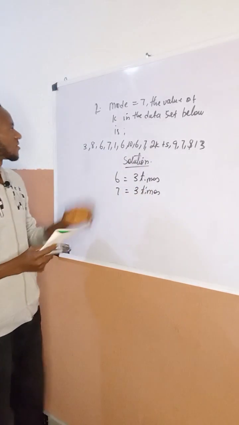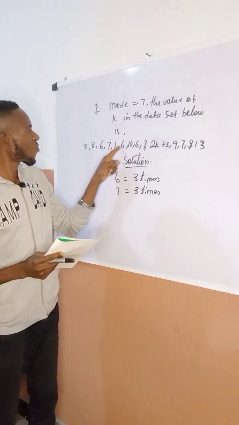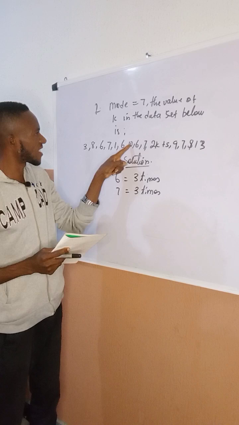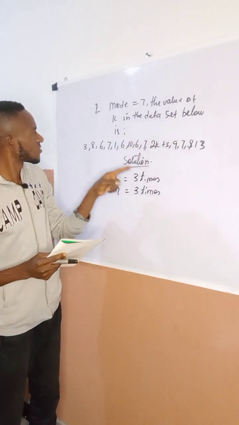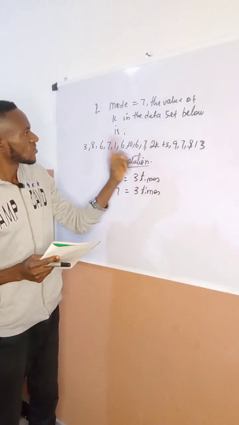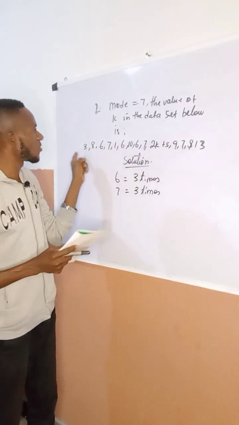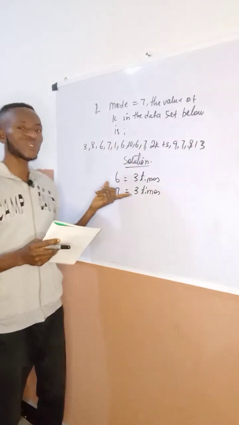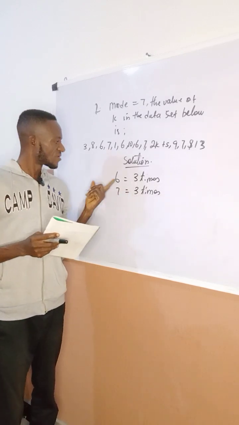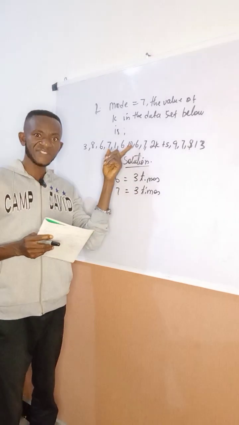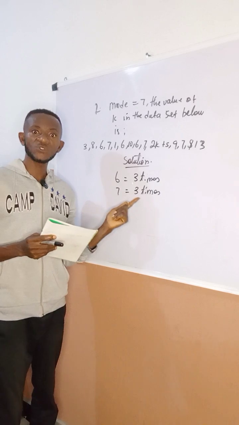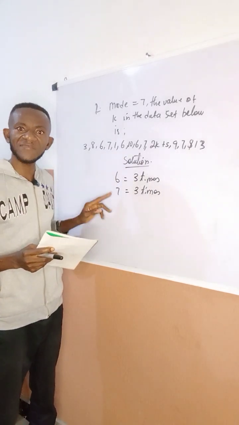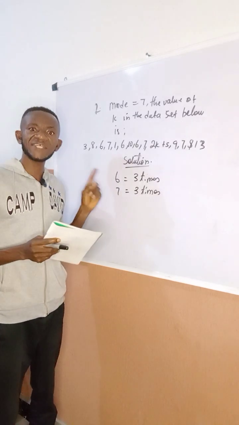Then we move ahead, come over to 1. 1 occurred only once. We are done with 6. We come over to 10. 10 occurred only once. We are done with 7. 9 is here. 9 occurred only once. And 13 occurred only once. So looking at what we have at hand, we can see 6 occurred 3 times and 7 occurred 3 times. So looking at these two, you cannot say that 7 is the mode. You cannot say that 6 is the mode.